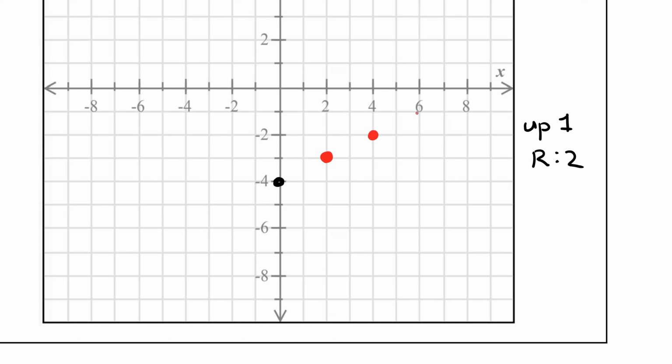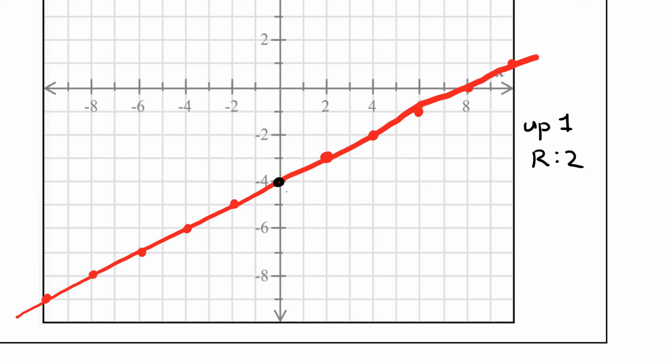Up 1, right 2, repeating that several times. And then we go down 1, left 2, repeating that several times. Okay, so I'll just graph my line there. And there's my linear line. So here's my y-intercept, which is the coordinate 0, comma negative 4. And here's my x-intercept, which is 8, comma 0. And remember, an x-intercept has a y value of 0, and a y-intercept has an x value of 0.